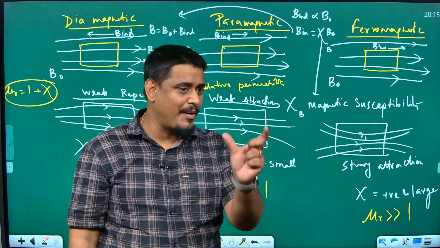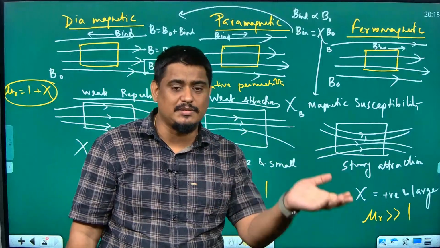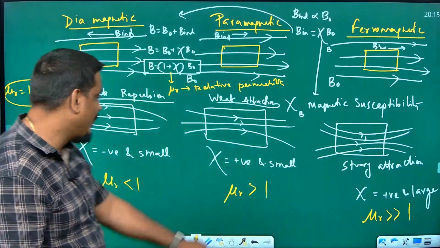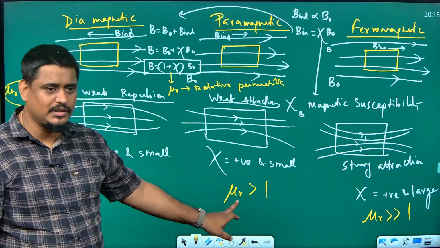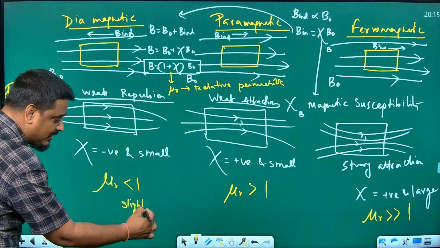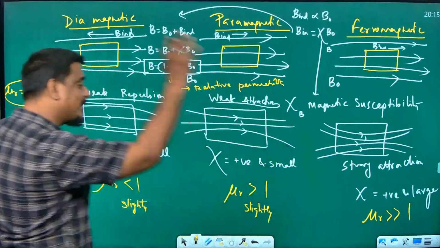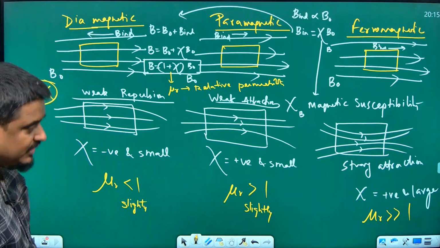They will give a value of mu r for a paramagnetic, diamagnetic or ferromagnetic substance, and they will ask you which material that is. By knowing this, you can easily answer it. Got my point? So mu r slightly less than 1 for diamagnetic, slightly more than 1 for paramagnetic, and much more than 1 for ferromagnetic. If you have understood the mathematical part of this topic, copy it fast.